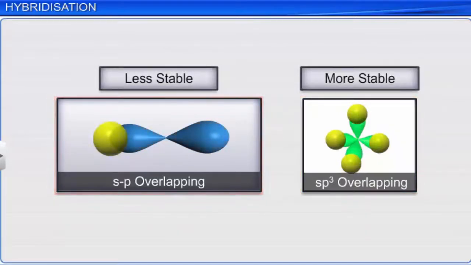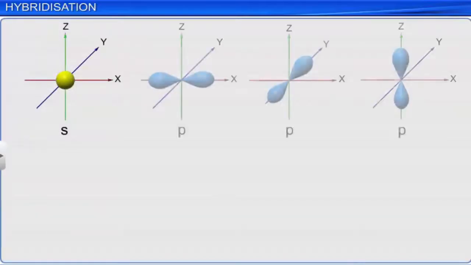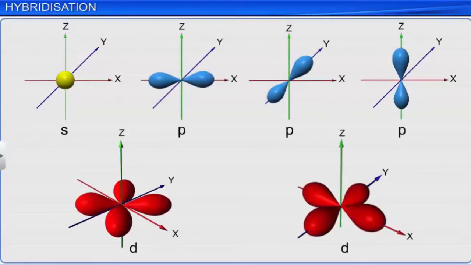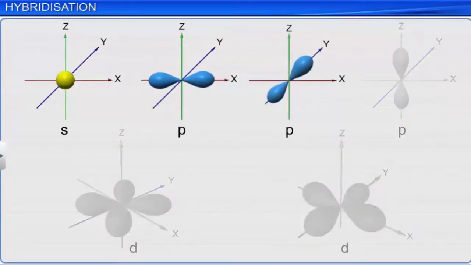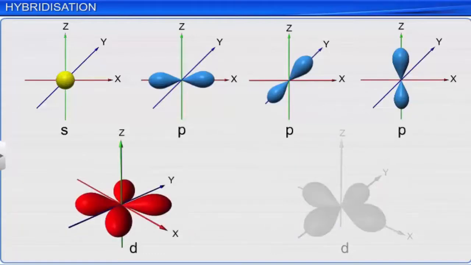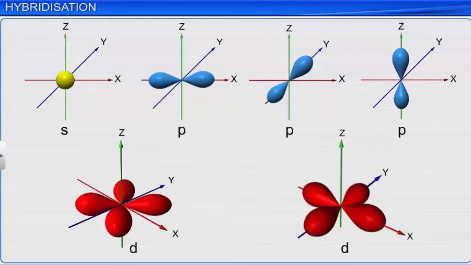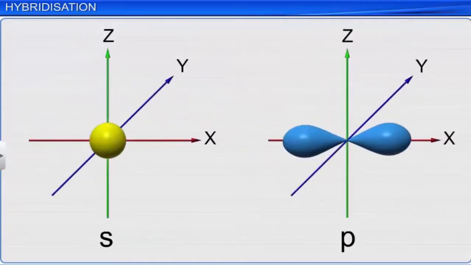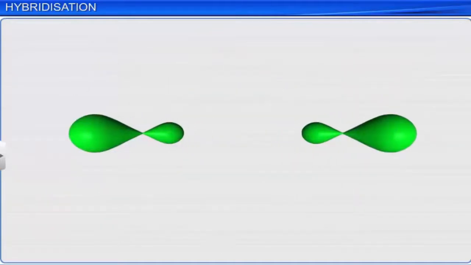The phenomenon of hybridization is observed in the atomic orbitals s, p and d. Their possible combinations are sp, sp2, sp3, sp3d and sp3d2. Now let's study each combination in detail. In sp hybridization, one s orbital combines with one p orbital to form two equivalent sp hybrid orbitals.